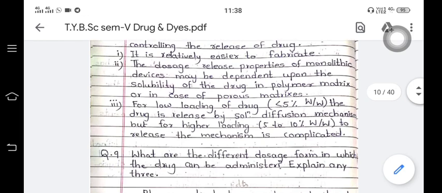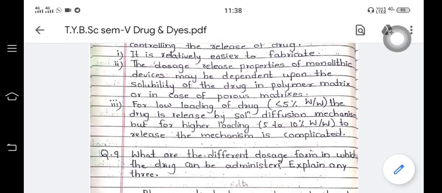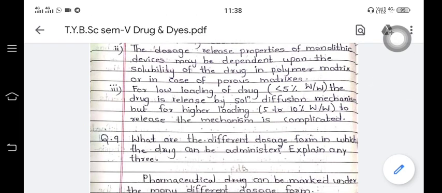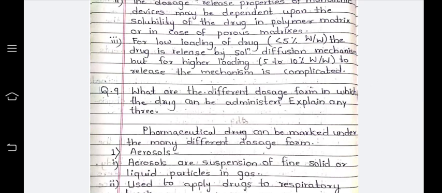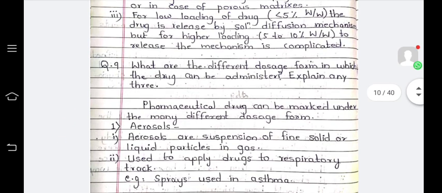It is relatively easier to fabricate. Dose release property of monolithic devices may be dependent upon the solubility of the drug in the polymer matrix or in case of the porous matrix. For low loading of the drug, it is released by the solution diffusion mechanism, but for higher loading, that is, higher loading meaning 5 to 10% weight by weight, the release mechanism is complicated.